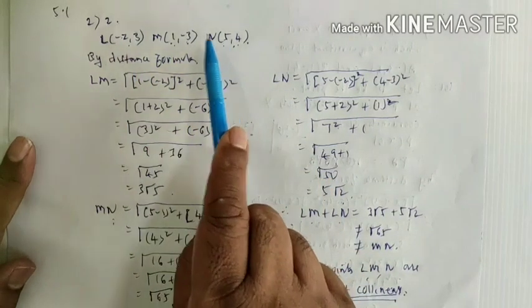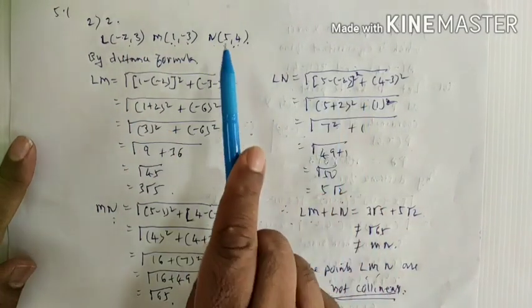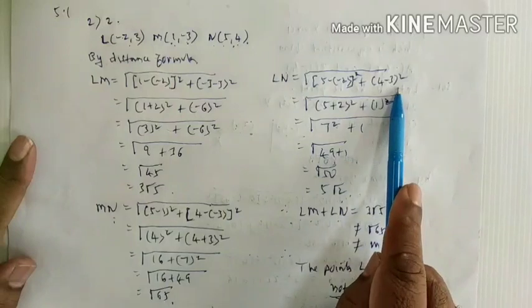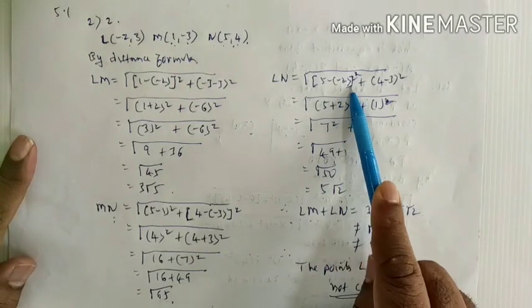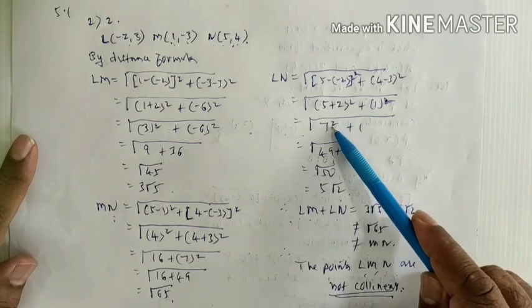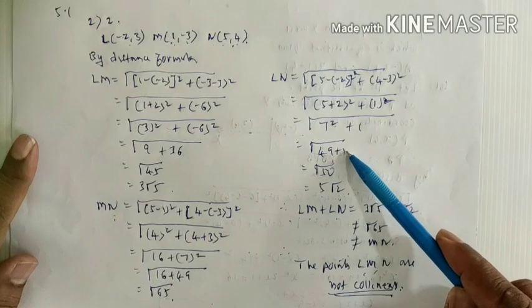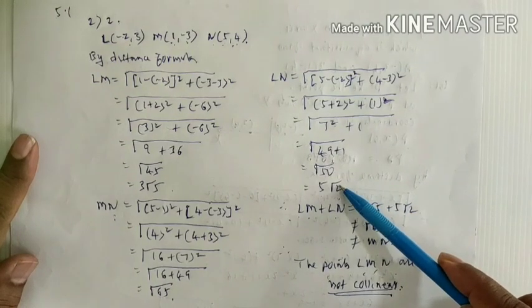See, in LN, (5 minus 2) square plus (4 minus 3) square. 5 minus 2 is how much? 5 plus 2 square, which means 7 square, which is 49. 1 square is 1. 49 plus 1 is root 50, which is 5 root 2.